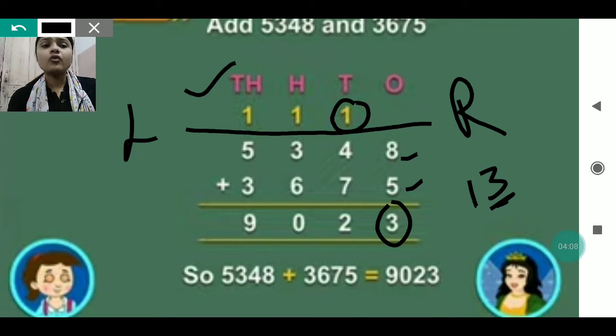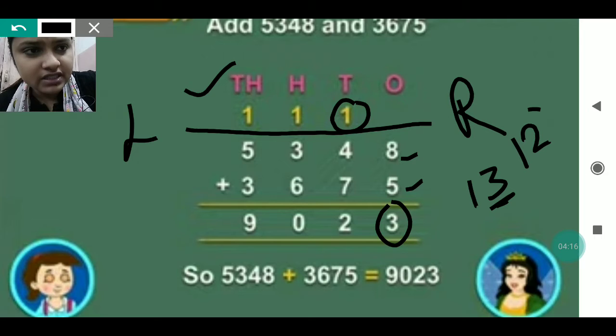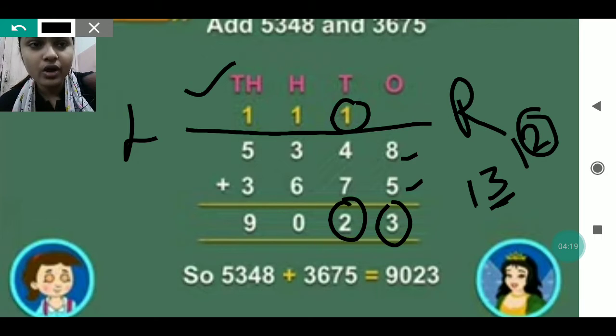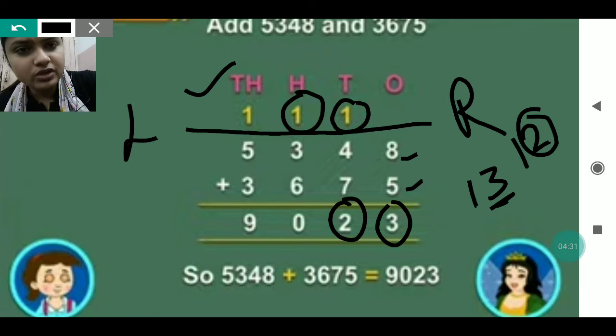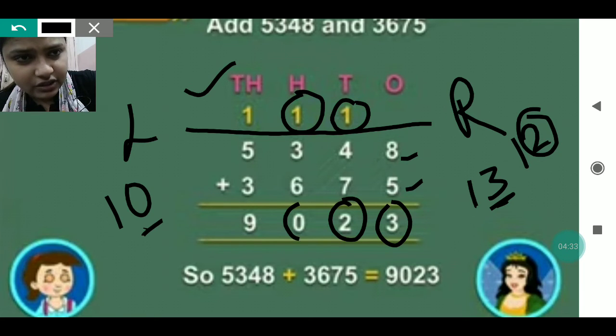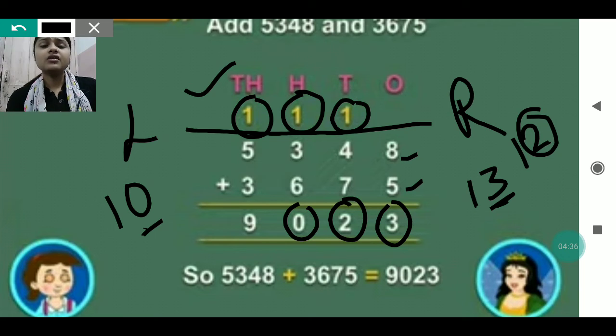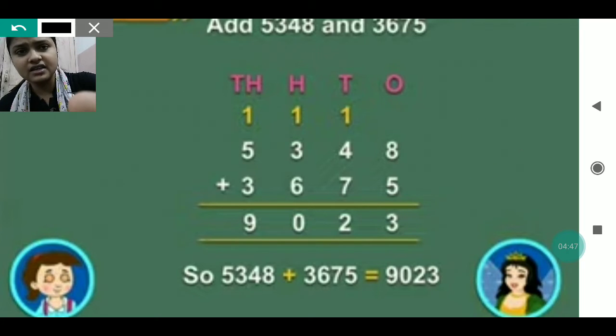Now let's start adding. 4 plus 7 will be 11, and plus 1 which was carried, that will be 12. Again it is a 2-digit number. So 2 will be written down and 1 will be carried. Now move on to the third one at the hundreds place. 3 plus 6 will be 9, plus 1 is 10, which is also a 2-digit number. So you will write 0 down and carry 1. 5 plus 3 is 8, plus 1 is 9. So you will get 9,023. This is the answer which you will get.